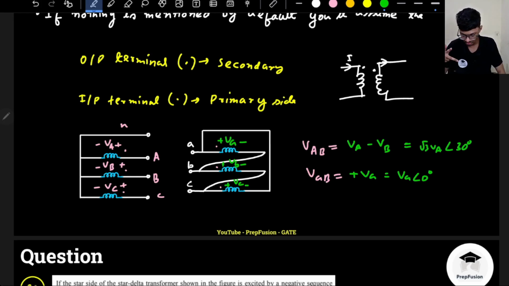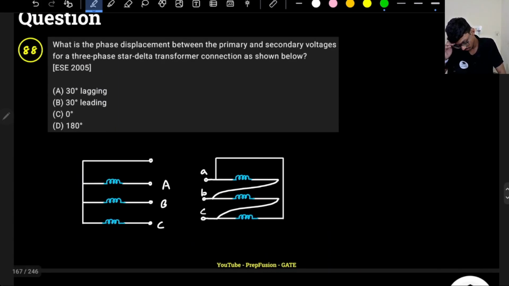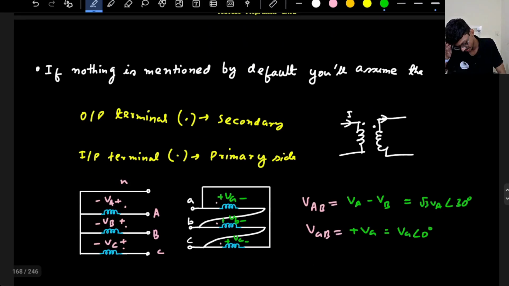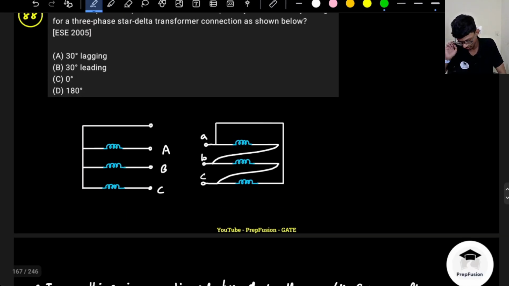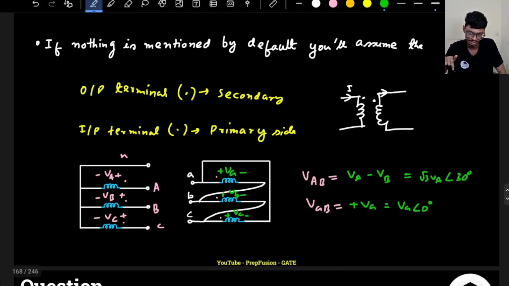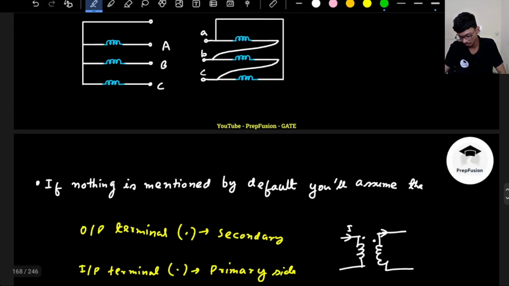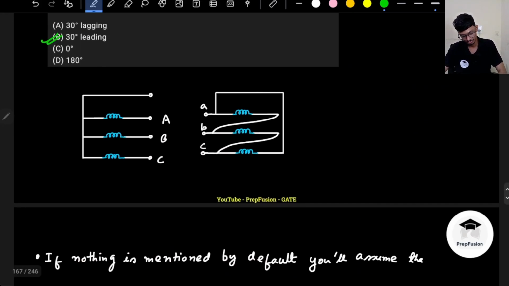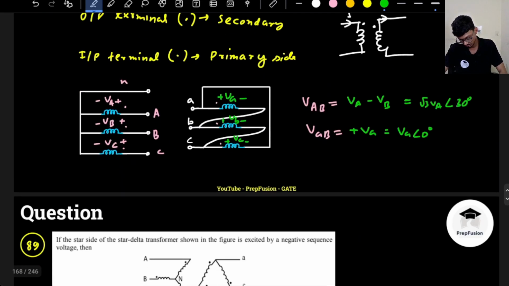What is the phase difference between the star and delta, between primary and secondary? A bit of confusion is there. My primary leads the secondary by 30 degrees, so it will be 30 degrees leading. Primary leads the secondary by 30 degrees.